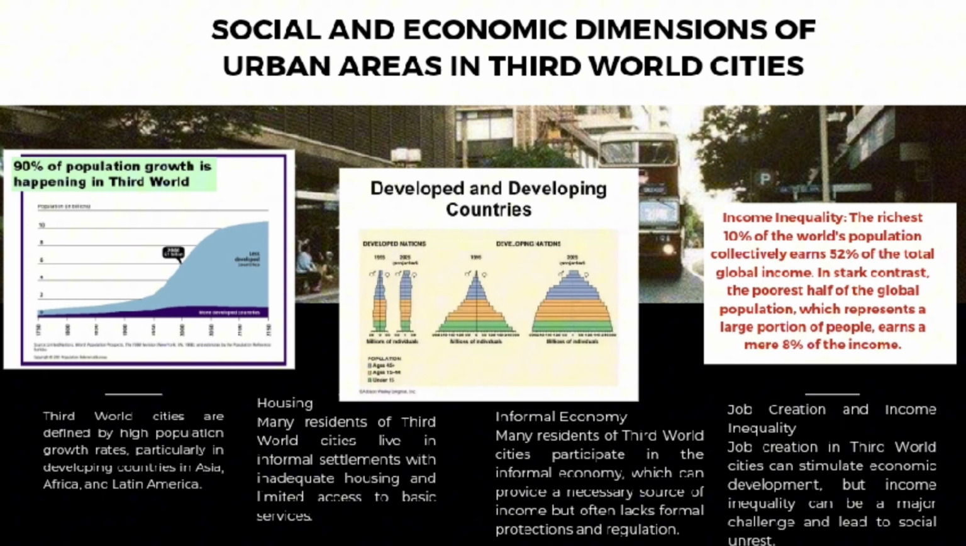So the richest 10% of the world's population collectively earns 50% of the total global income. In stark contrast, the poorest half of the global population, which represents a large portion of people, earns only 8% of the income. So there's job creation and income inequality. So job creation in third world cities stimulates economic development, but income inequality can be a major challenge and lead to social unrest.